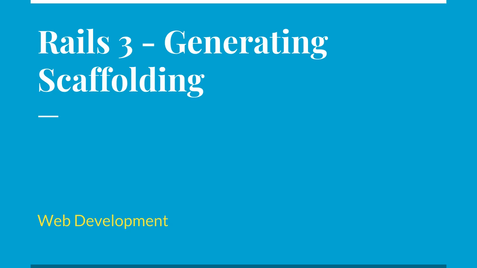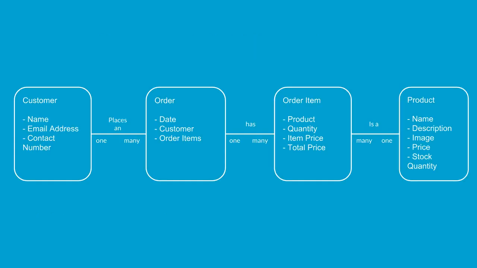So let's just do a bit of a recap. Here is the domain model that we've created for our online shop. This is the kind of design, the heart of our application. We've got a customer entity. A customer can place an order. An order consists of order items, which are products. And these entities have these properties.